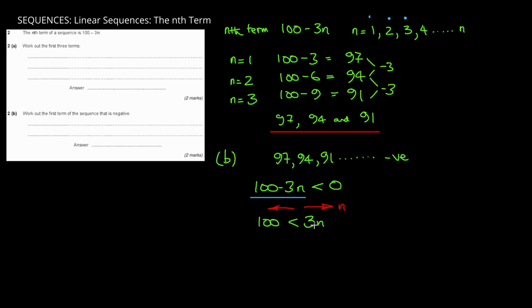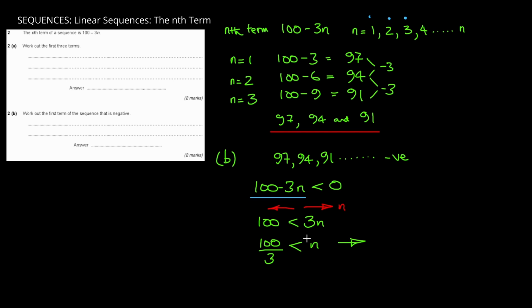Because we've got no more terms to move, we have to unglue 3n. And the only way to unglue 3 times n is divide through by 3. So I get 100 over 3 is less than n, the 3's having cancelled.